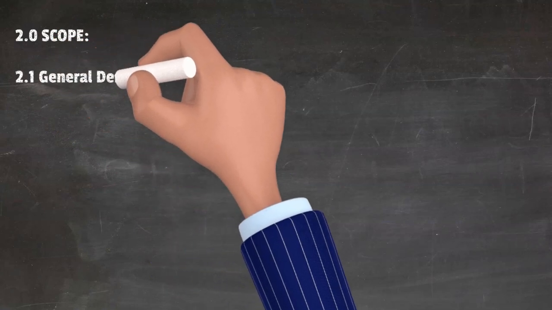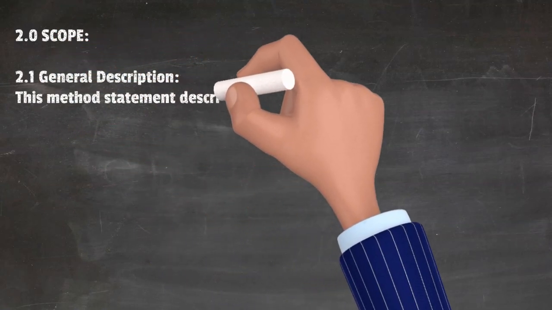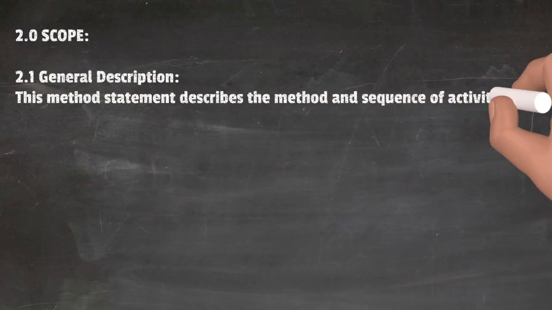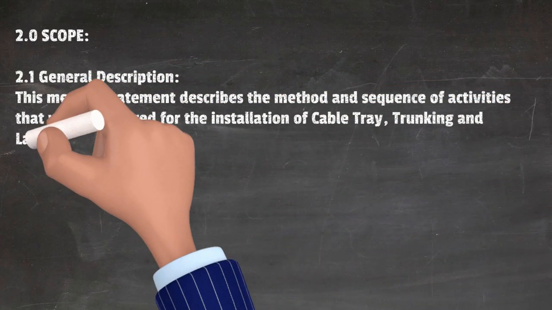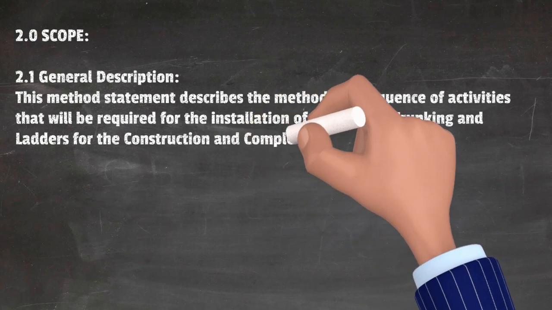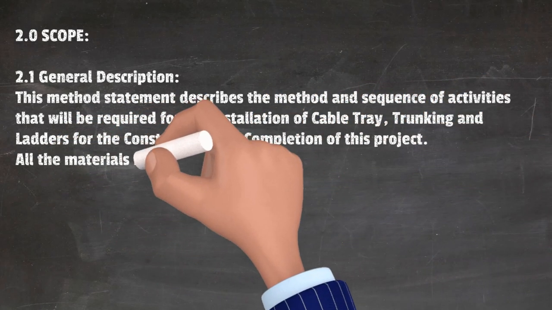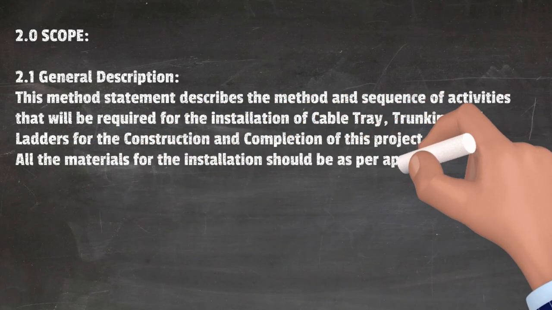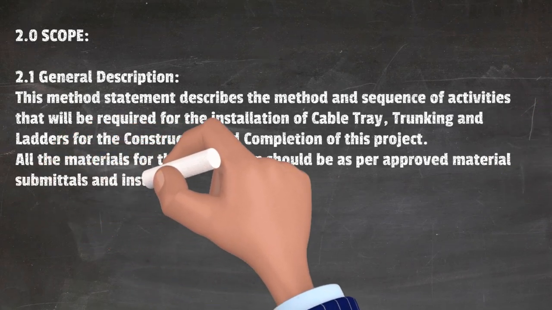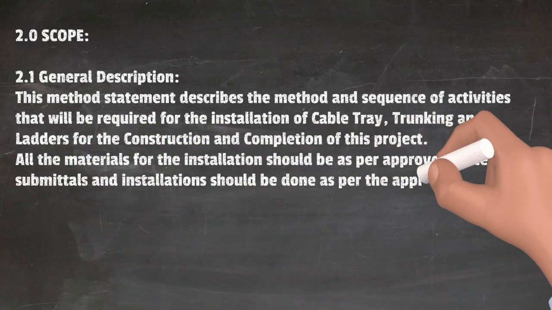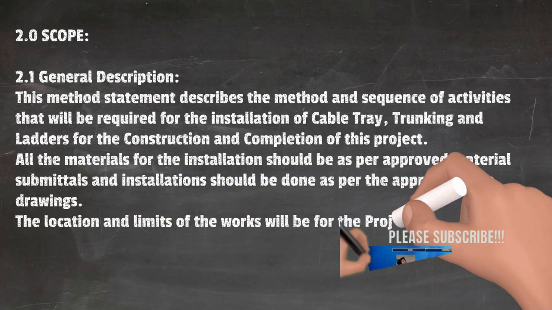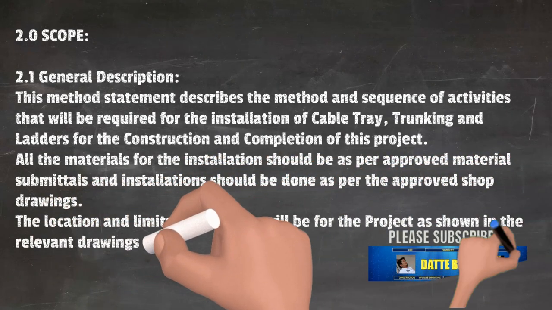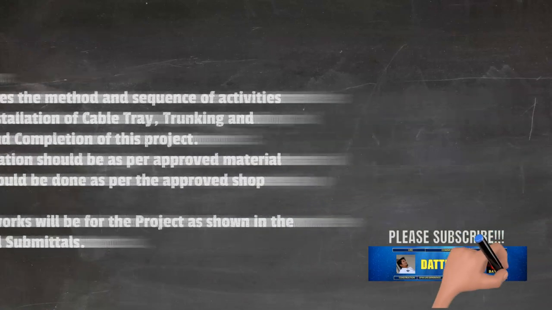Scope. General Description. This method statement describes the method and sequence of activities that will be required for the installation of cable tray, trunking and ladders for the construction and completion of this project. All the materials for the installation should be as per approved material submittals and installations should be done as per the approved shop drawings. The location and limits of the works will be for the project as shown in the relevant drawings and material submittals.